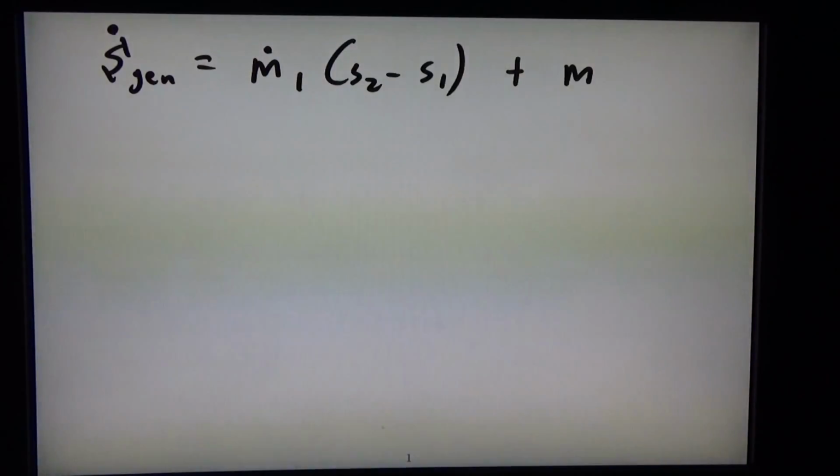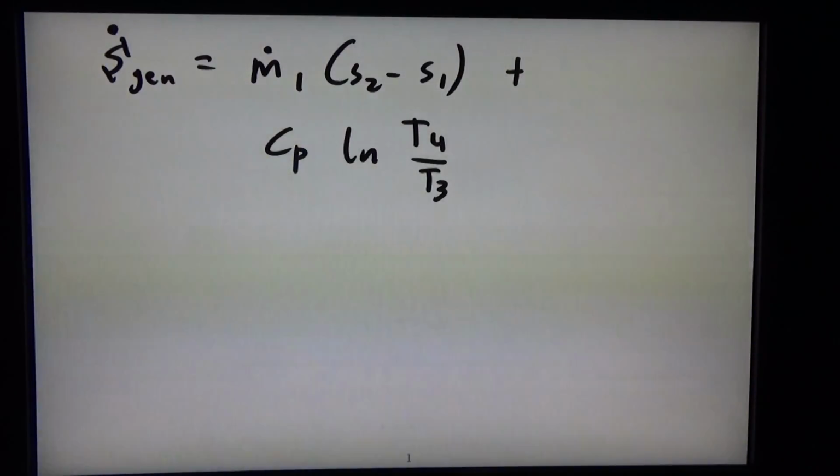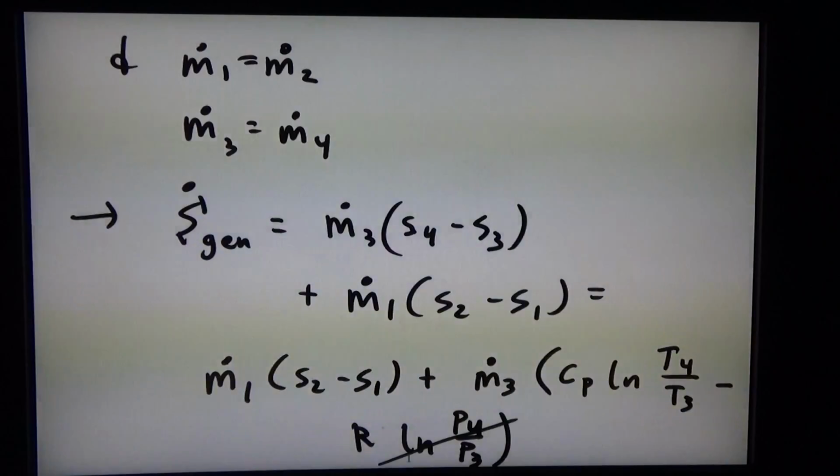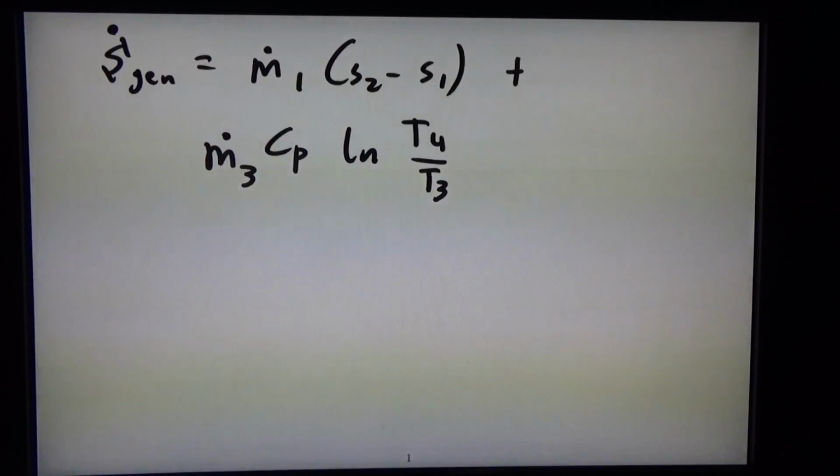And we end up with S dot gen is m dot 1 times S2 minus S1 plus m dot 3 times C sub P times natural log, I'll write this term down on the next line, T4 to T3. Right? Alright, so that looks good. All of these things are known, and we should just be able to plug this in and get our entropy generation rate.